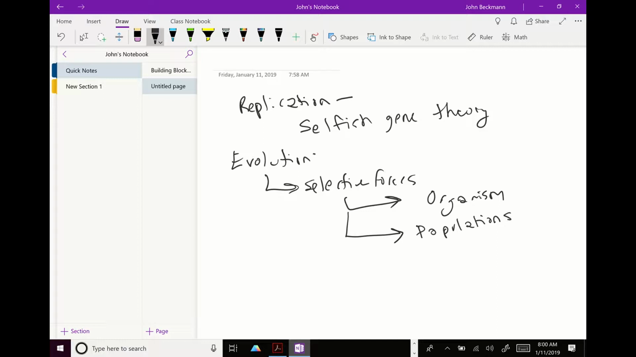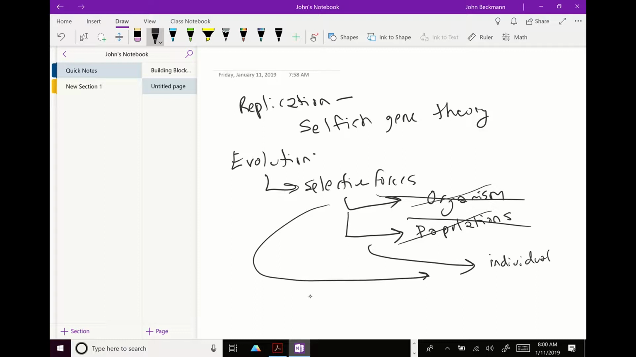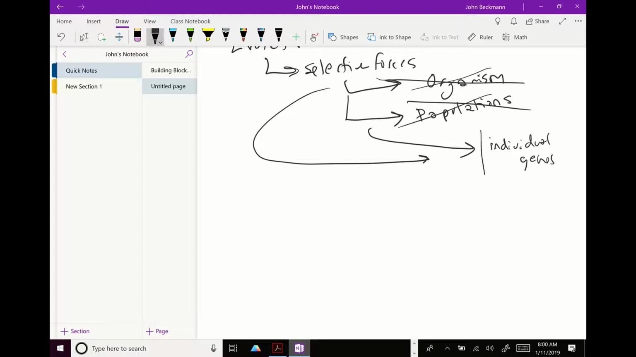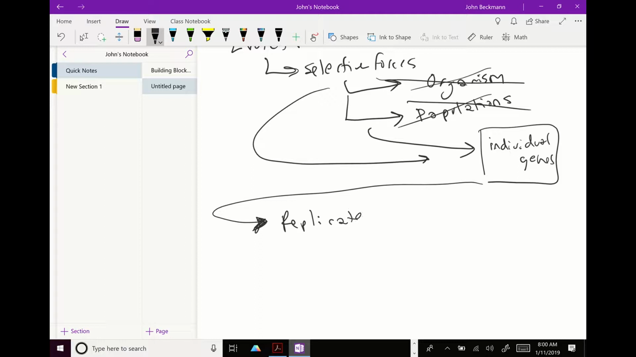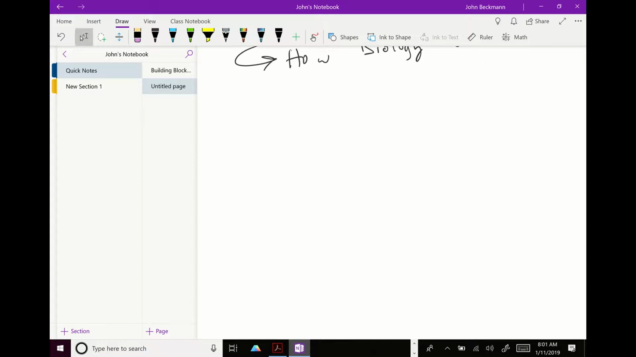And the selfish gene theory was the first theory to kind of say, no, maybe these aren't really even right. Really what's happening is there's a more primal level where selection is actually just happening on individual genes. And anything that you see evolving in the organism or the population is really just a mask hiding selective forces changing individual genes, okay? So that's the selfish gene theory. And again, all genes, their primal focus is to replicate. Okay, so we're going to talk about how biology does that. And that is the central dogma.